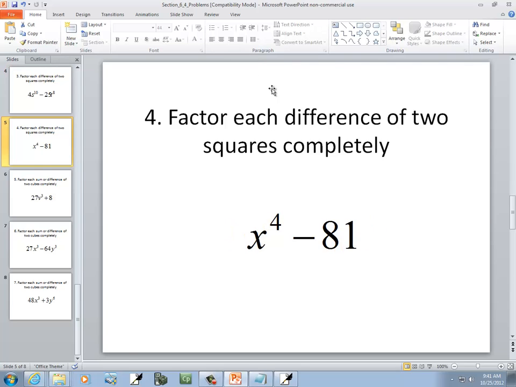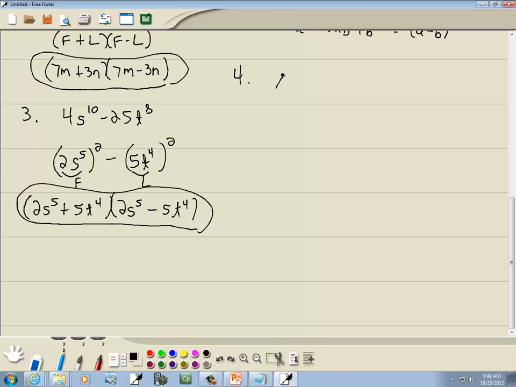Let's take a look at our fourth problem. We got x to the 4th minus 81. Okay, GCF. They don't have anything in common. Grouping is 4 or more terms. This is 2 terms. PSD and key number are both 3 terms. That doesn't fit. So down to method 5, difference of 2 squares. 2 terms with a minus in it. Well, that fits.